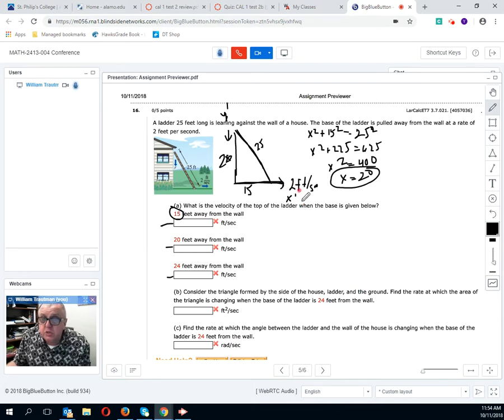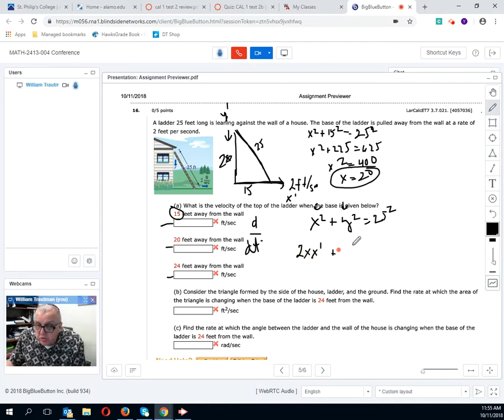So now we need a formula, so we take the derivative of x squared plus y squared equals 25 squared. By the way, in the related rates section, where it tells you all these little word problems, you're taking the derivative with respect to time. Since t is a different letter than x and y, you have to add in the x prime and the y prime. So the derivative of x squared is 2x with an x prime. The derivative of y squared is 2y with a y prime. And the derivative of 25 squared, 625, is 0. Any constant is 0.